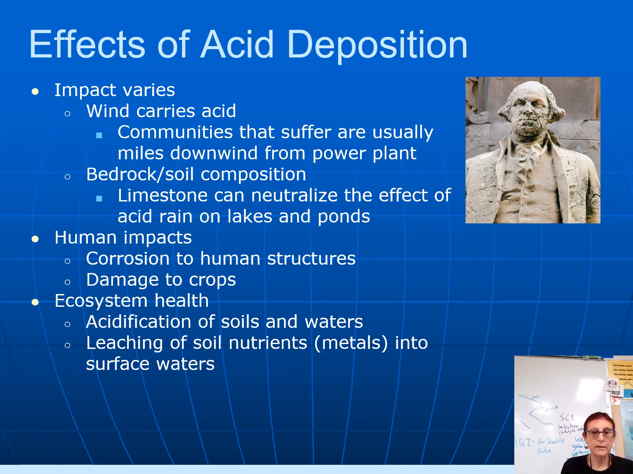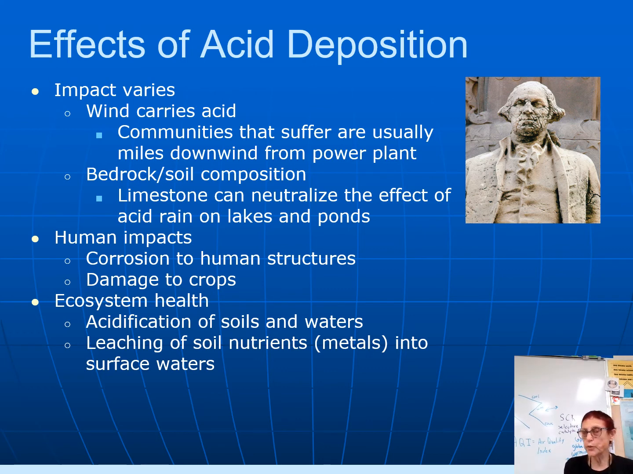Aside from acidification of your soils and your water and leaching of soil nutrients, remember that it can also do damage to structures. Any structure that's a marble structure, which is the metamorphic form of limestone, is going to be susceptible to acid deposition. The Taj Mahal, some of the damage there was caused by acid deposition. I think your book has pictures of different statues; acid deposition has caused the corrosion of those. Damage to crops, and we've talked about that before.